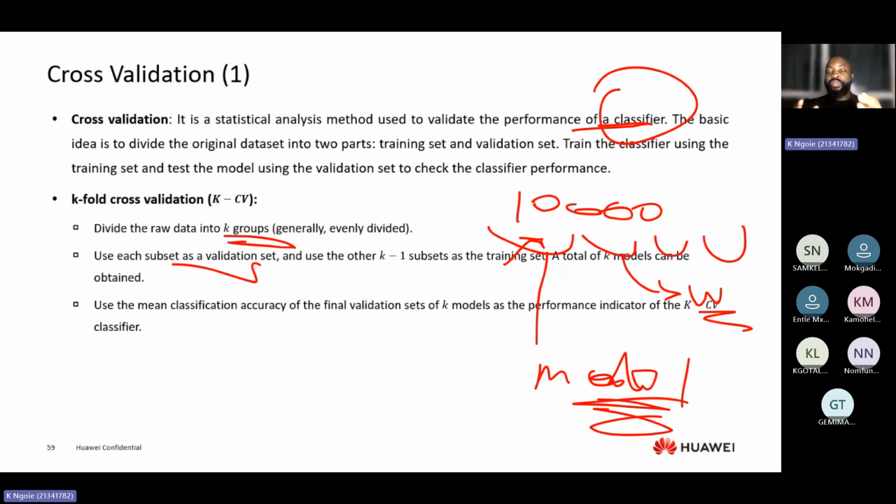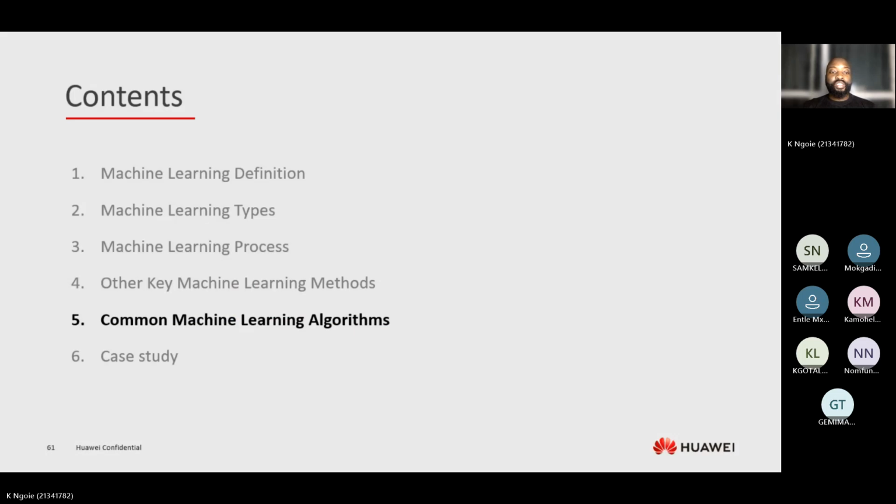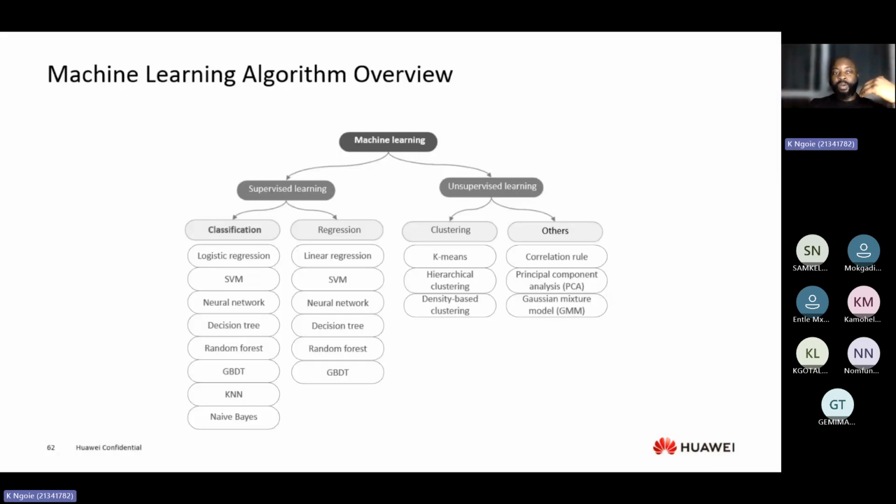Now the number of K, that means the number of groups of data that you're going to create, will be set by you. That's why we say the K value in a K-fold cross-validation is also a hyperparameter. Why is it a hyperparameter? Because you are the one setting it, not the machine itself. So those are certain methods used to deal with parameters and hyperparameters.